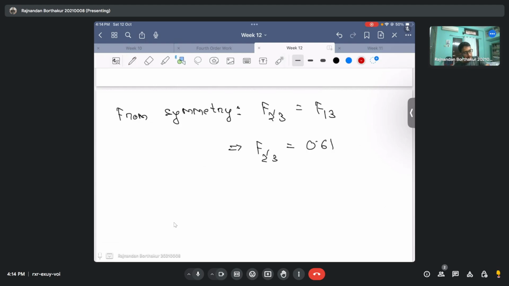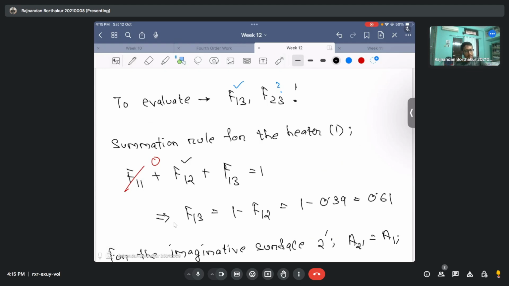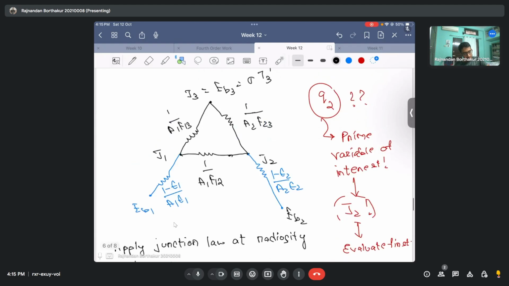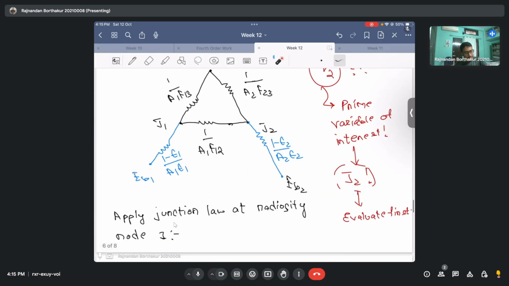But this does not solve our problem, right? Because we just found the view factor for this mysterious surface. But what is the view factor for the real surface? That is something we are actually interested in. So for that, nature helps us out. See, whatever radiation leaves the actual surface 2 and hits surface 3 passes through this mysterious surface 2 prime. That is the line you need to understand.